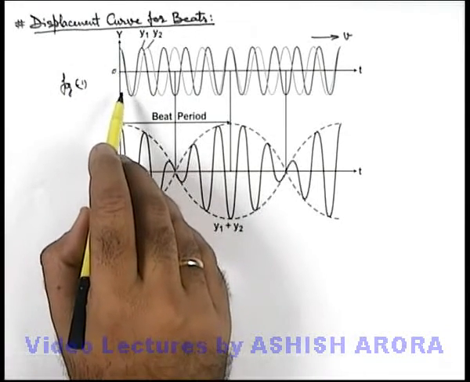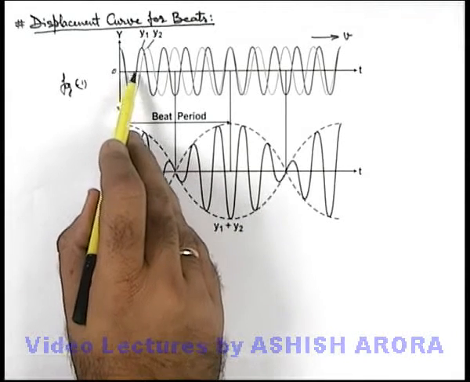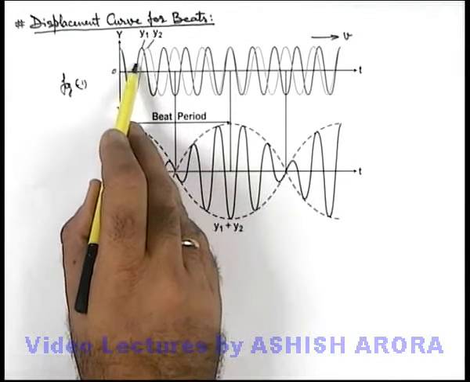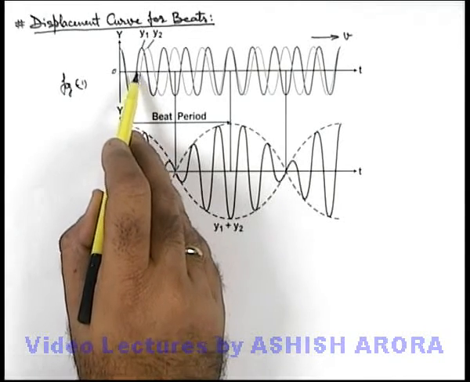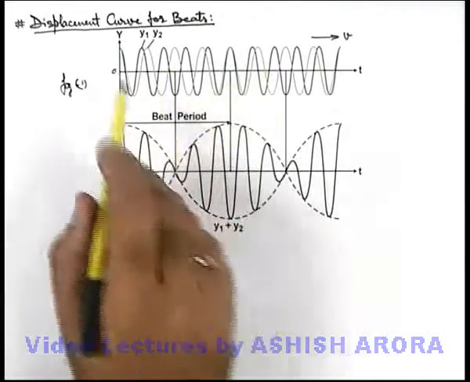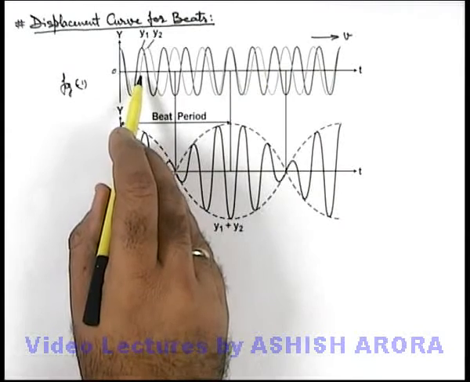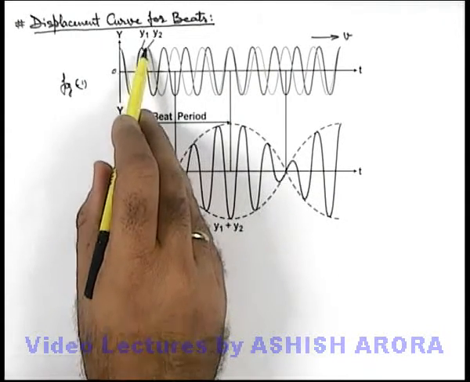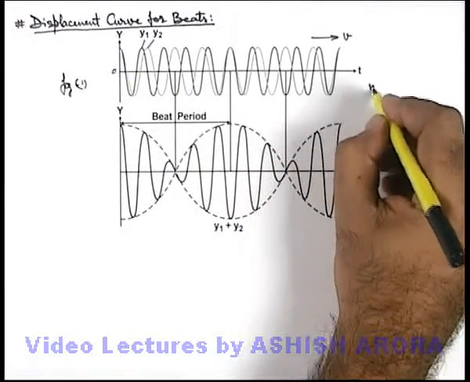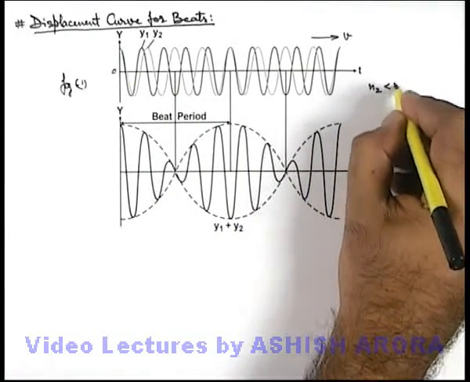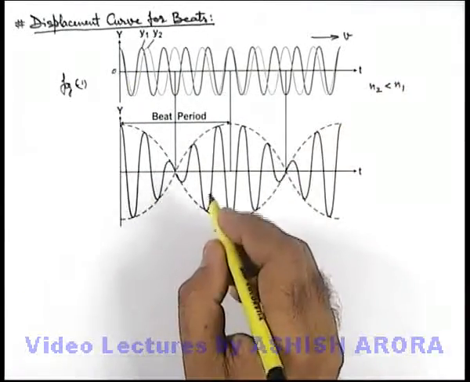At a particular position, as time passes, the displacement curves of the two waves will split because their frequencies are different. The speed is the same, so the wavelengths are also different. Here you can see the wavelength of the second wave is slightly more than that of the first wave. That means the frequency of the second wave is slightly less than that of the first wave.